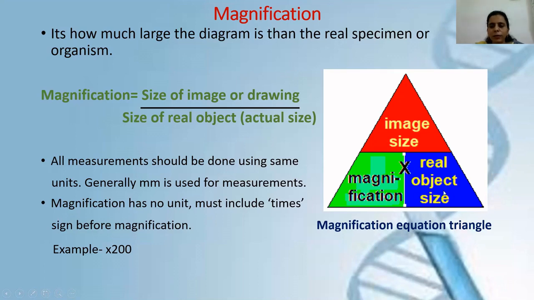Now for example, if you have to calculate real object size, what will be the formula? These two, real object and magnification, will just switch their positions. So real object size will be equal to image size divided by magnification. Now if you have to calculate magnification, magnification equals image size divided by real object size. Great. I think the topic is very clear and you should not have any confusion related to this. In case you have any confusion related to either of these two topics, you can always comment down in the comment section, and I will explain it further again.